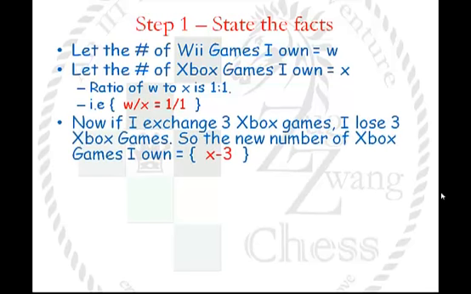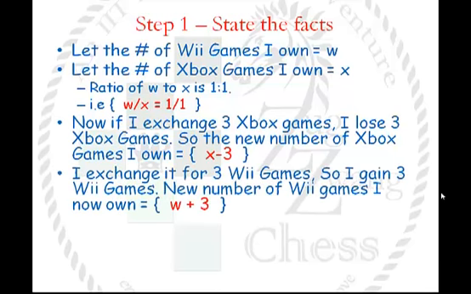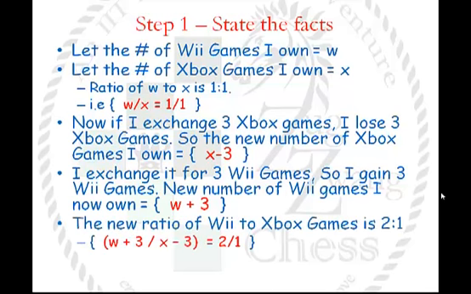Now, if I exchange 3 Xbox games, what I do is basically lose those games. So the new number of Xbox games that I own is X minus 3. And I exchange these Xbox games in return for Wii games. So, which means the new number of Wii games that I own is W plus 3. So now the problem states that the new ratio of the Wii to Xbox games is 2 is to 1.